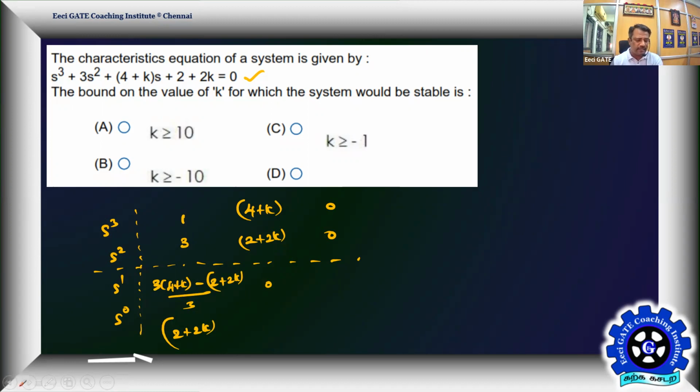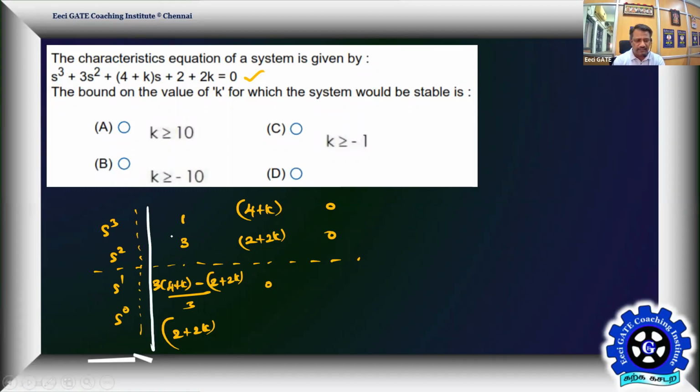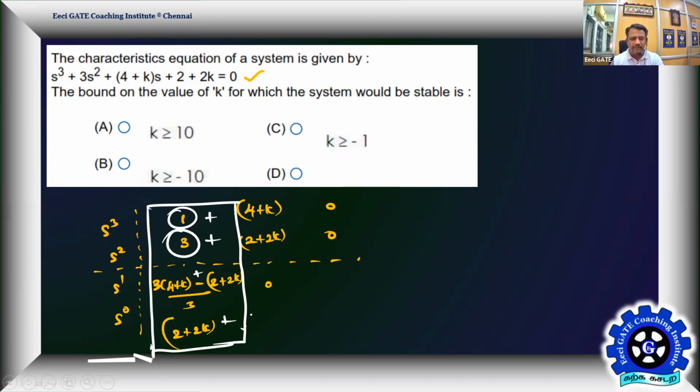There should not be any sign change in the first column elements if you want the system to be absolutely stable. That's a requirement. What is the condition now? This is already positive. There should not be a sign change. What is the sign of this? Positive. Therefore, this must be positive for stability.